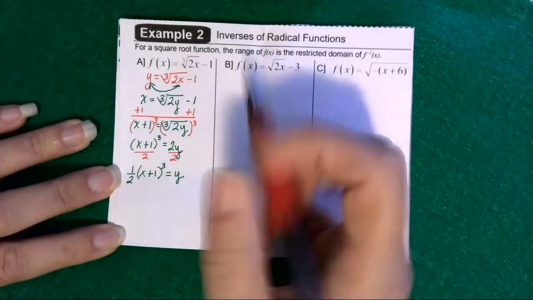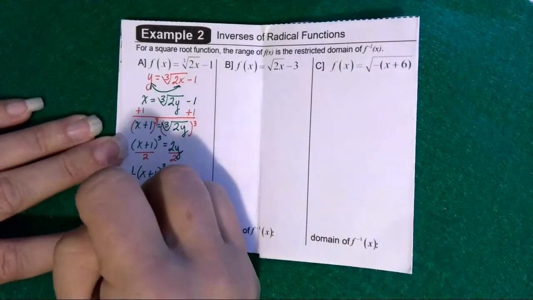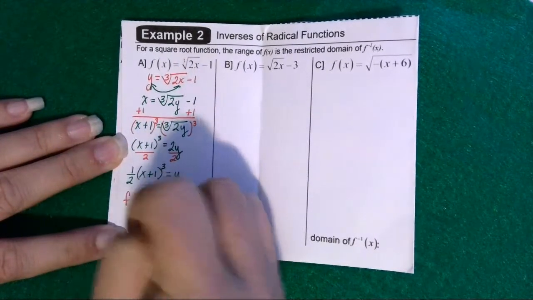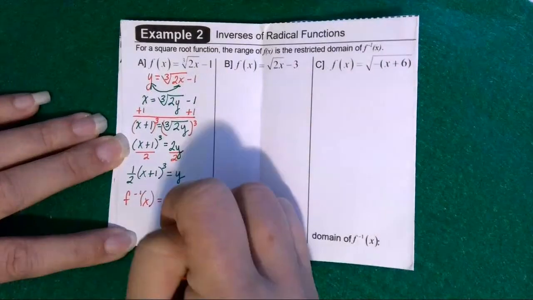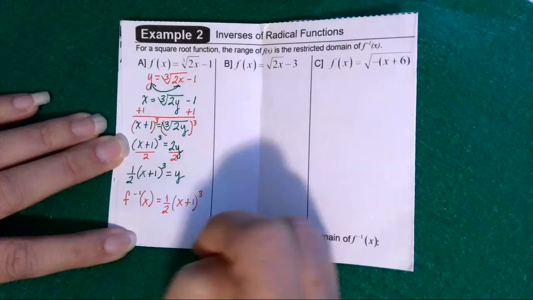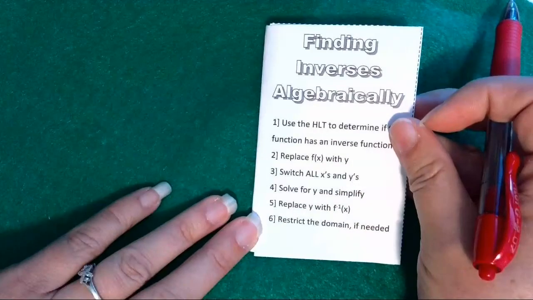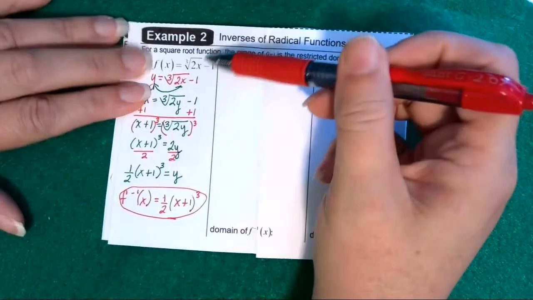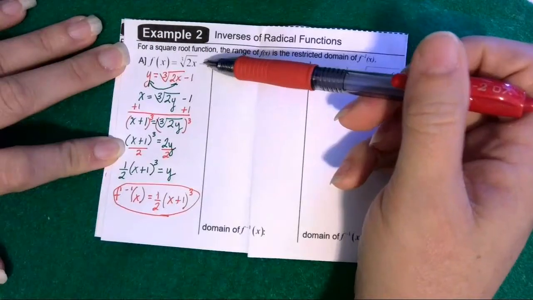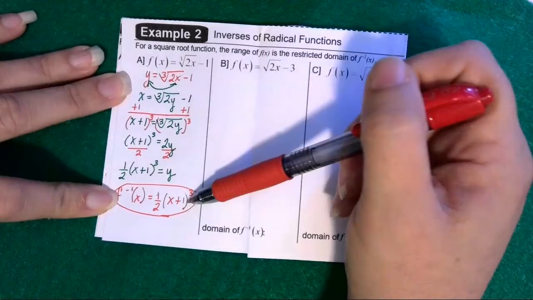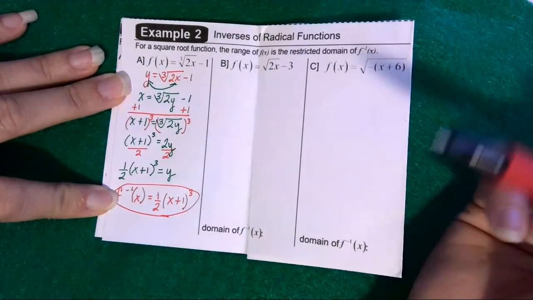Okay, so now I'm going to do my step 5, which is to replace that y equals with inverse notation. So f inverse of x is equal to 1/2 times the quantity x plus 1 cubed. Okay, now my step 6 on the front here is to restrict the domain if needed. And when I look at my cube root function, the domain and range of a cube root are all real numbers. So the domain and range of its inverse will also be all real numbers, so there's no need to restrict anything in example A.